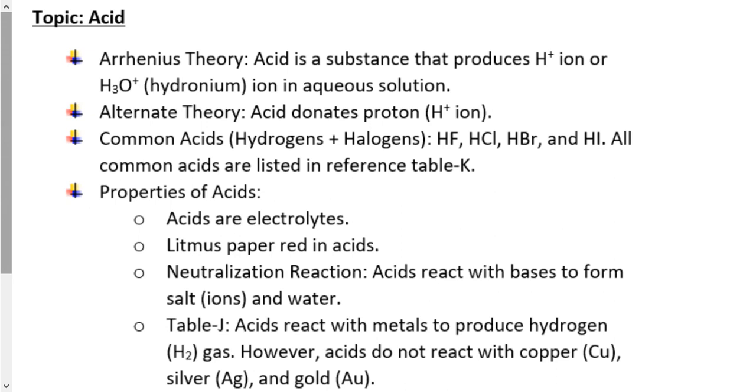Let's review acids quickly. Arrhenius theory of an acid is a substance that produces hydronium ion in an aqueous solution. For alternate theory, acid is a proton donor. You need to know the name of common acids. You can use reference table K to identify some common acids.